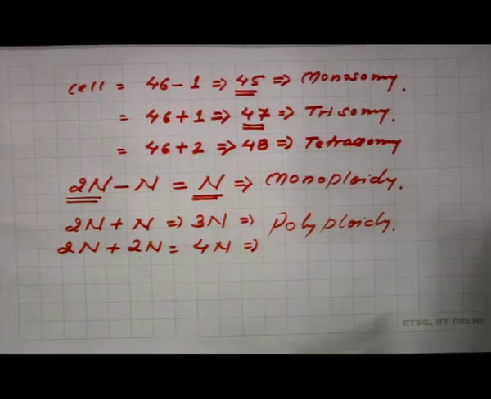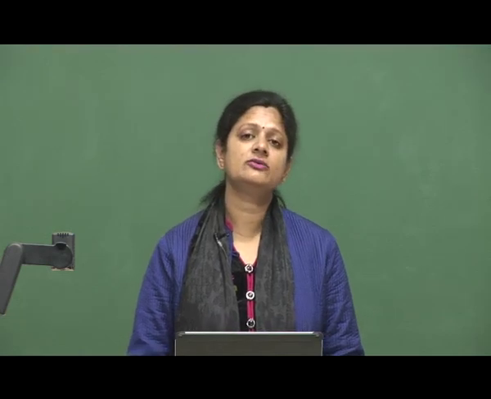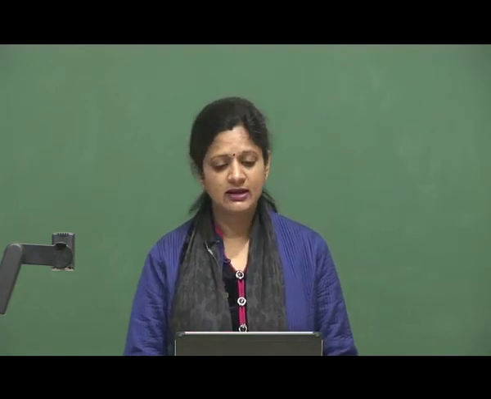Such type of chromosomal mutation is found mainly in the plants. So, monoploidy is the decrease in one complete set of the cell and polyploidy is the increase in complete set of chromosome in the cell or organism. So, I hope the mutation would be clear to you.